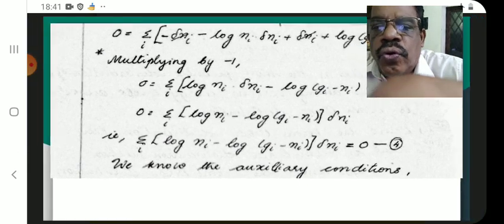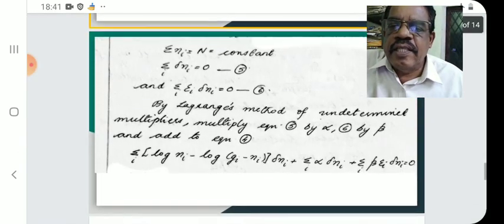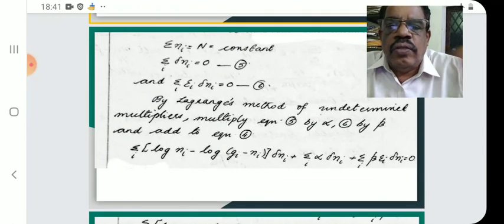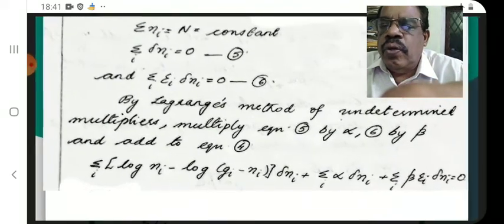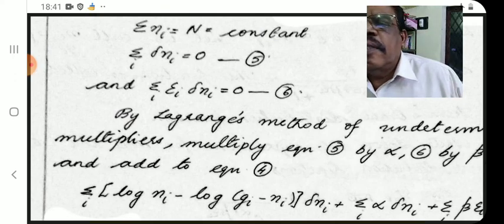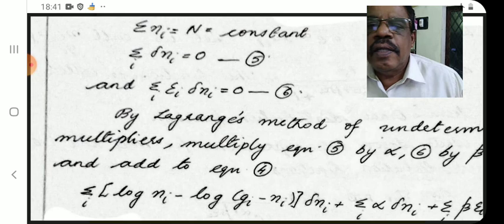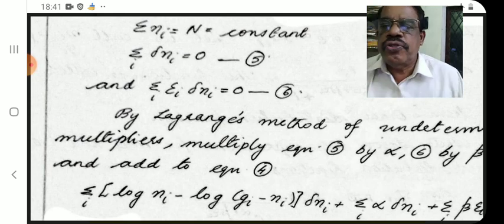We know the auxiliary conditions. We study them in Bose statistics and Maxwell-Boltzmann statistics as well. What are the auxiliary conditions? The auxiliary conditions are sigma Ni is equal to N is equal to constant, so sigma delta Ni is equal to 0, equation number 5, and sigma epsilon i delta Ni is equal to 0, equation number 6.